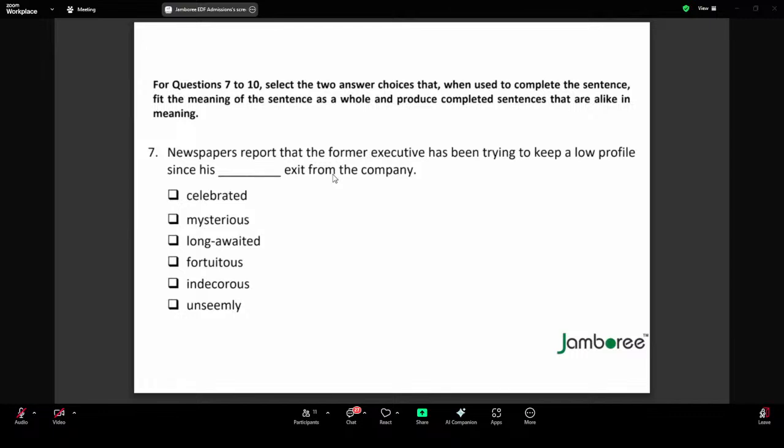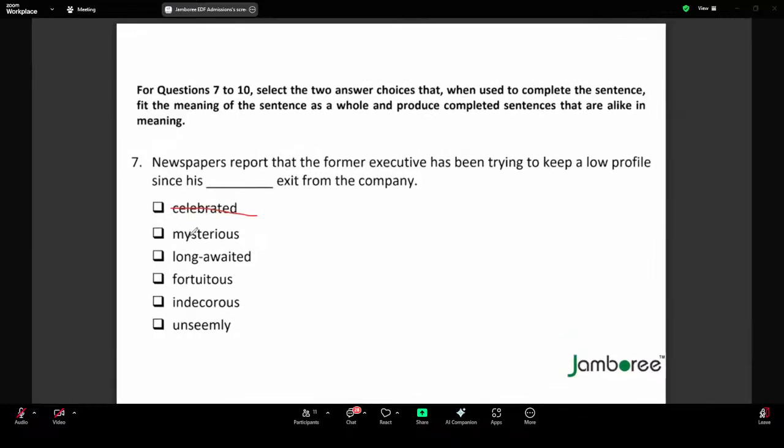The newspaper reports that the former executive has been trying to keep a low profile since his exit. That means his exit cannot be great. It must be problematic. So this is out because it's positive. Well, mysterious, we don't know yet, but let's say long awaited. Fortuitous is positive, lucky. Indecorous and unseemly are a pair, which means undignified.